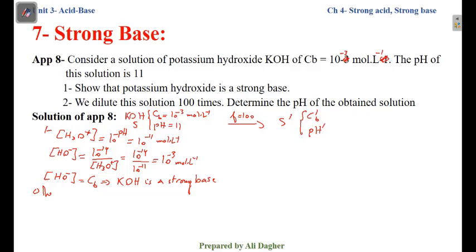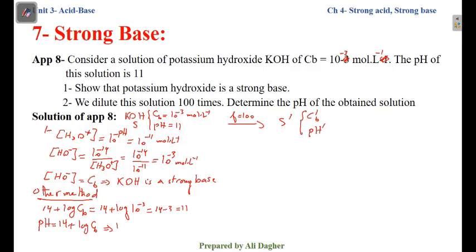Other method: we calculate 14 plus log Cb and we compare it with pH. 14 plus log Cb equals 14 plus log 10^-3, equals 14 minus 3, equals 11. 11 is the pH, then pH equals 14 plus log Cb, therefore KOH is a strong base.